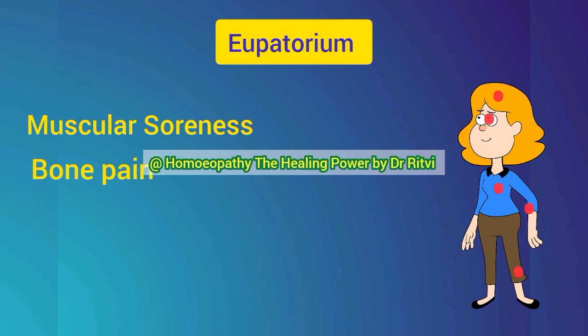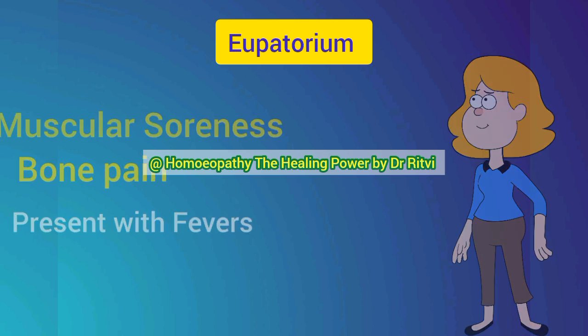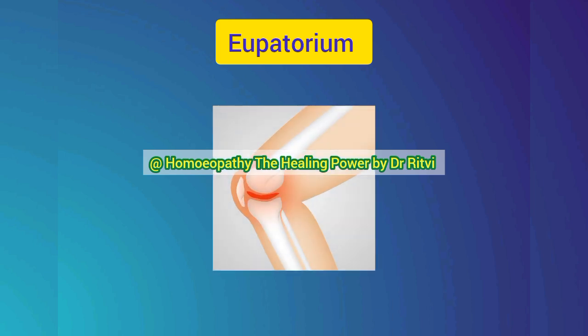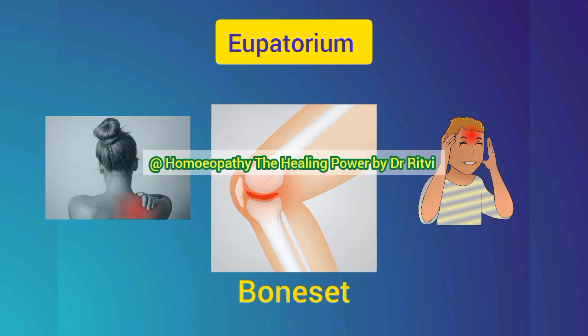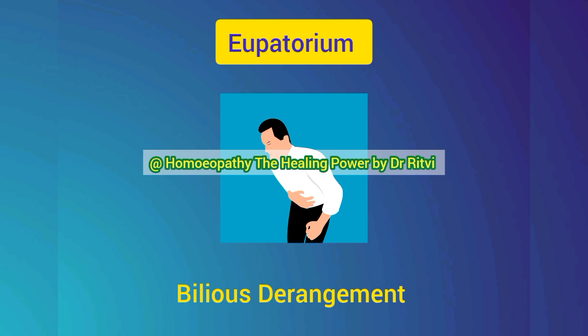This bone pain and this muscle soreness is often seen along with fevers like dengue fever, malarial fever, viral fever or along with influenza. Friends, Eupatorium gives relief from any type of bone pains, from muscle soreness or from pain in the limbs. That is why this medicine is commonly called bone set. Muscular soreness, pain in the bones are of course the most important keynote symptoms of Eupatorium, as well as bilious derangement, vomiting of bile are also the important PQRS symptoms of Eupatorium.